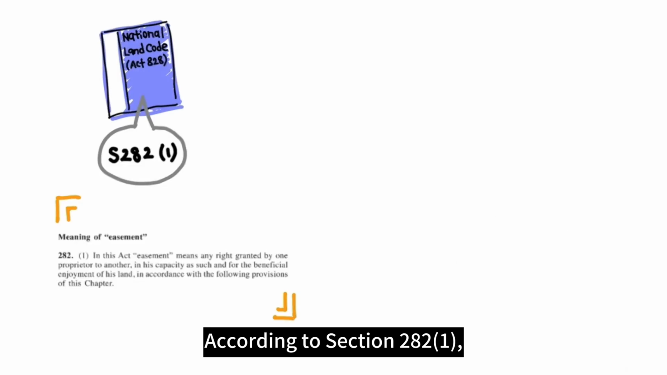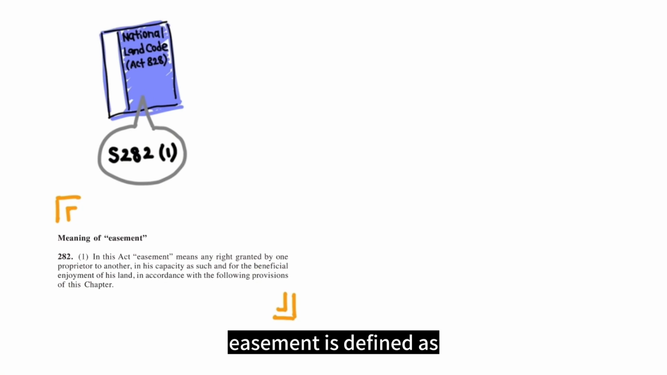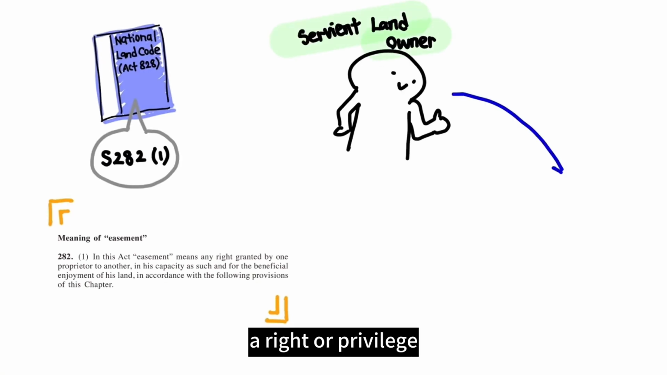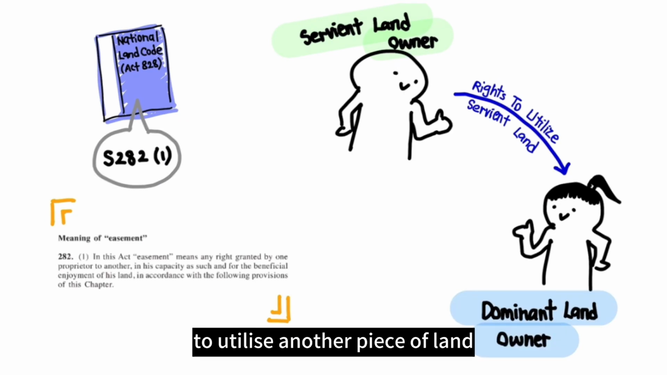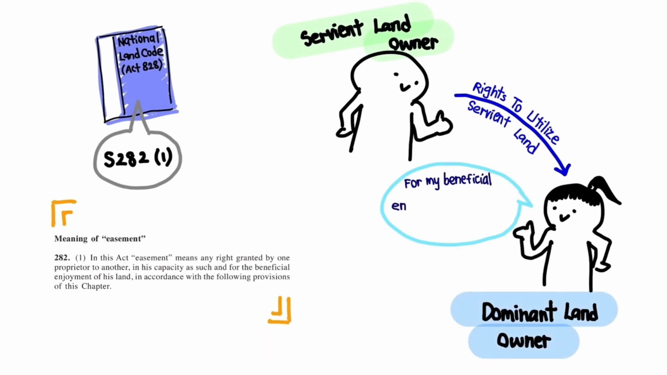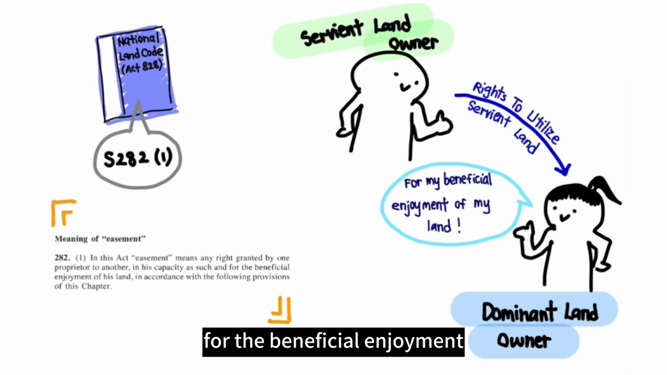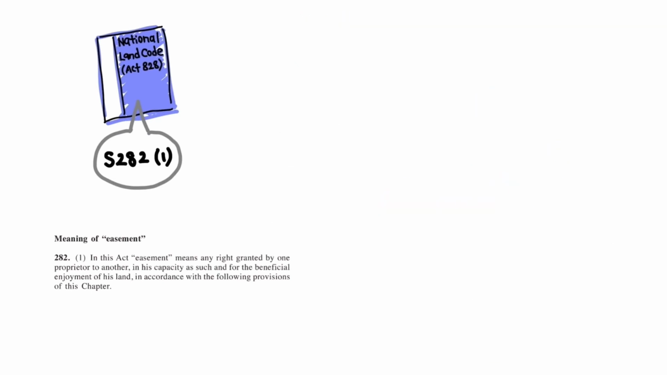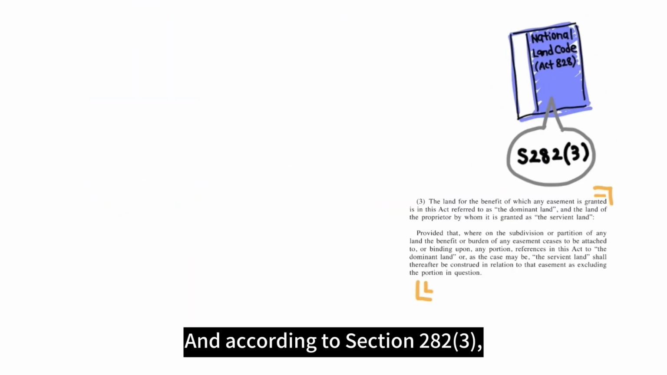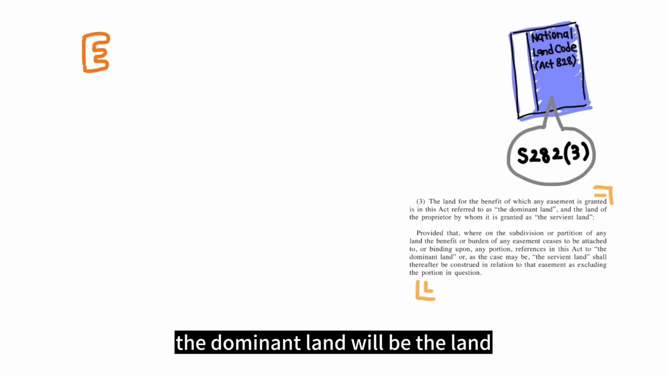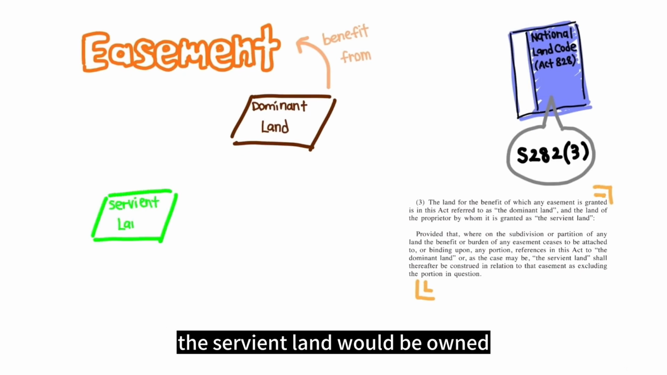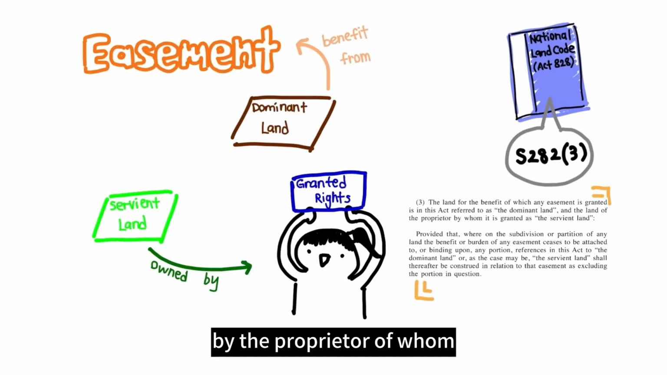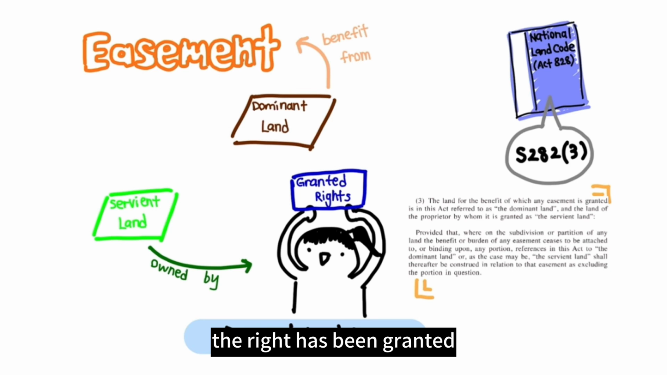According to Section 282 subsection 1 of the National Land Code, an easement is defined as a right or privilege given to a registered proprietor of a piece of land to utilize another piece of land for the beneficial enjoyment of the former's land. And according to Section 282 subsection 3, the dominant land will be the land benefiting from the easement, while the serving land would be owned by the proprietor of whom the right has been granted.